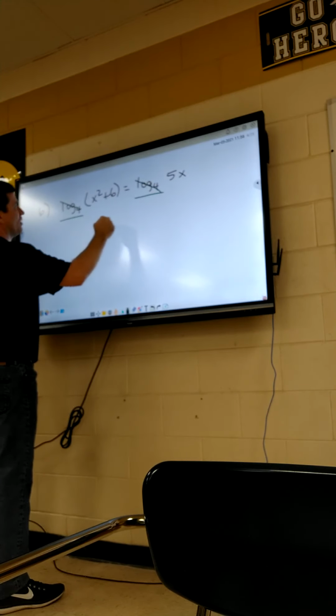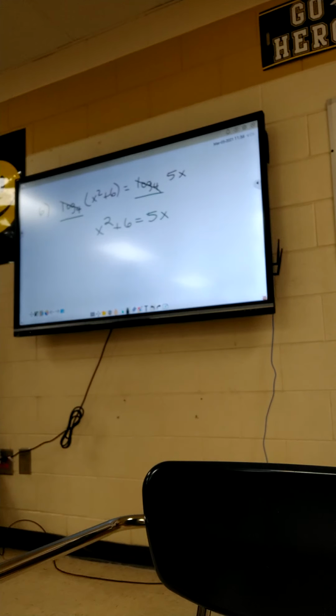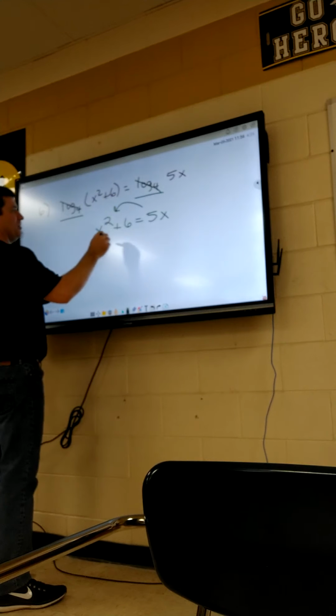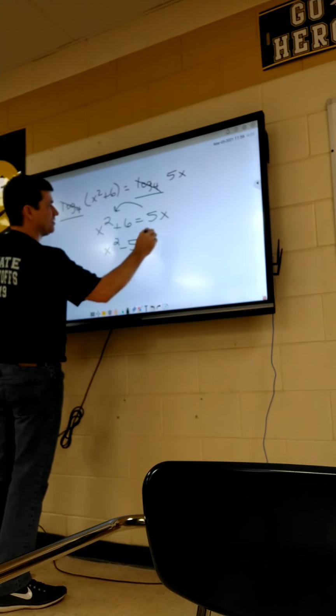I got x squared plus 6 equals 5x. Now, after y'all write that down, look at it. What can we do now to find our answers on that? Could you move the 5x back? Good job. We got to move the 5x over here, and y'all got to get it set up so we can factor. So that'll be x squared minus 5x plus 6.